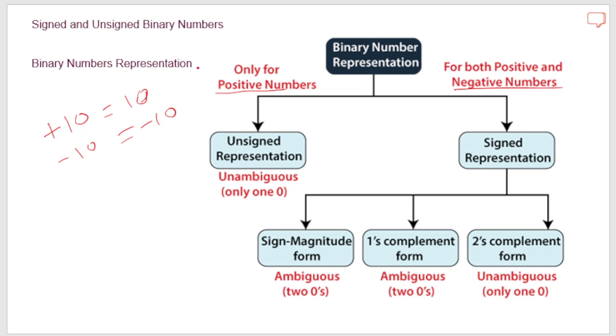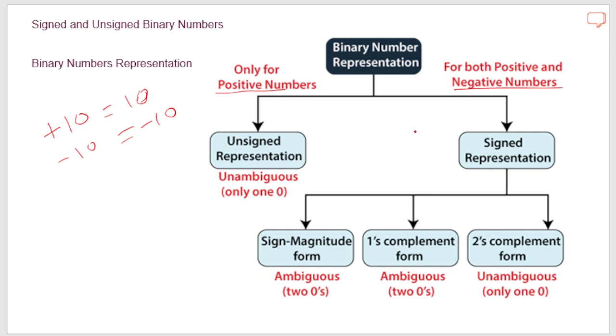But that cannot be done in binary because everything is represented in the form of 0 or 1. So the sign must be represented in the form of binary 0 or 1. So we will add a special bit. Okay, so these are the binary number representations.